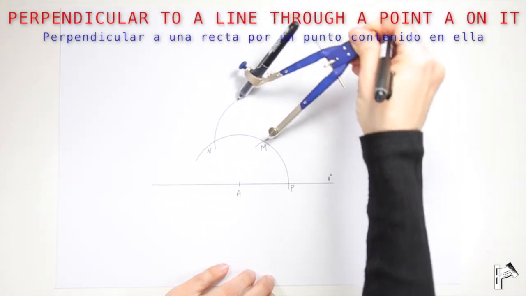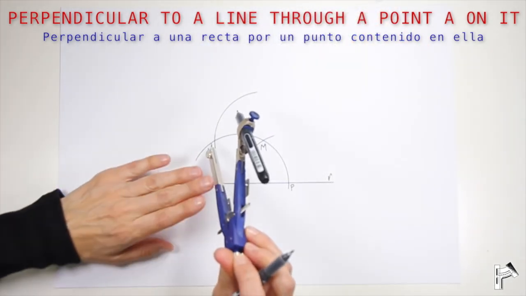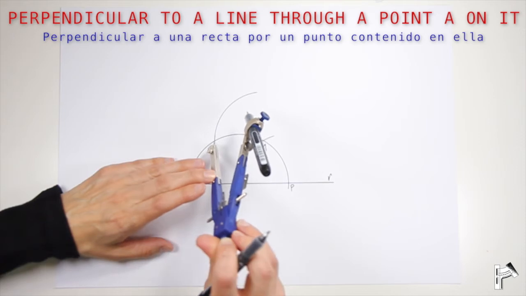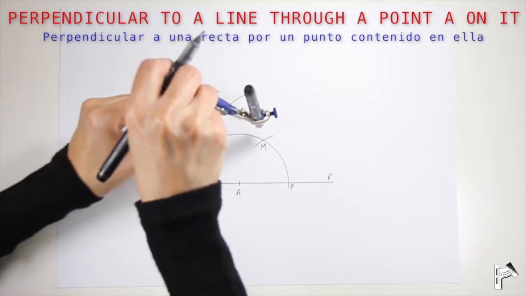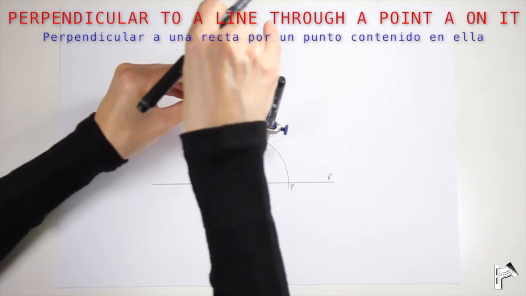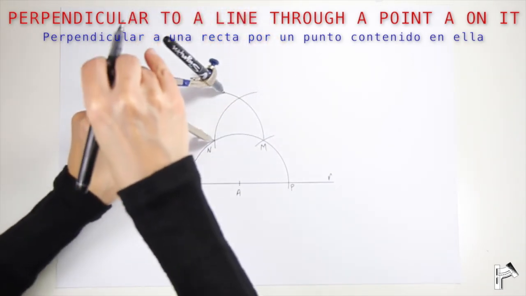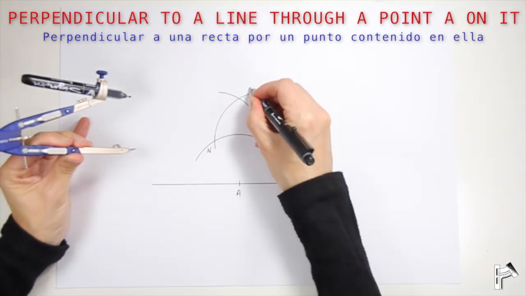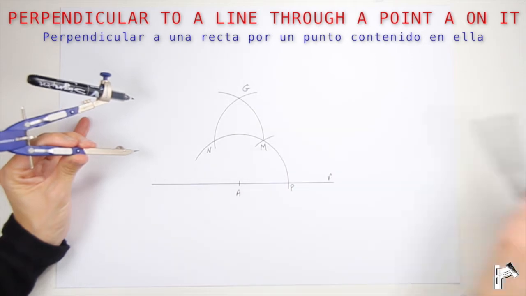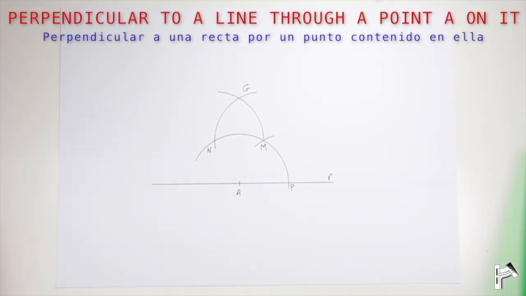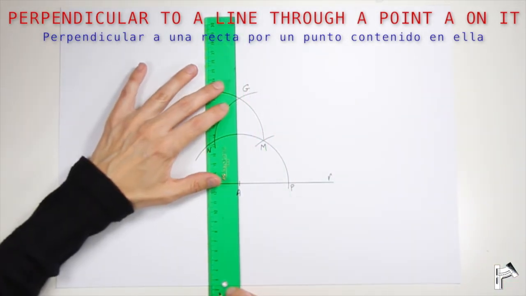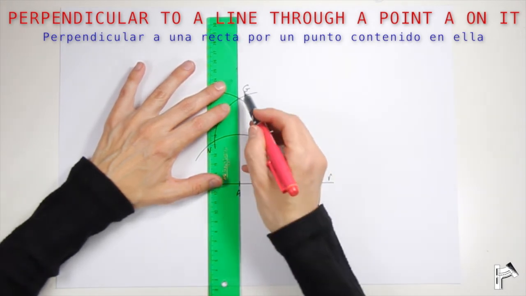Finally, we will find the segment bisector of line NM, obtaining point G. Joining point G and point A, we will obtain the perpendicular to line R.